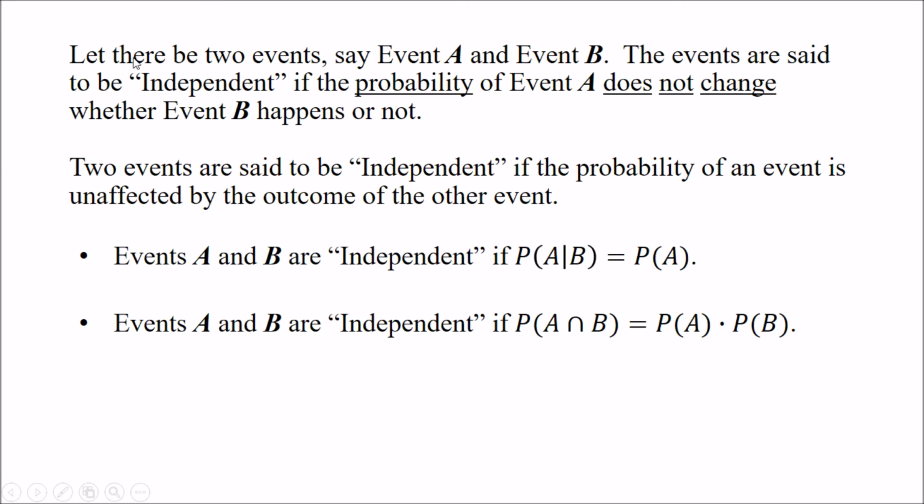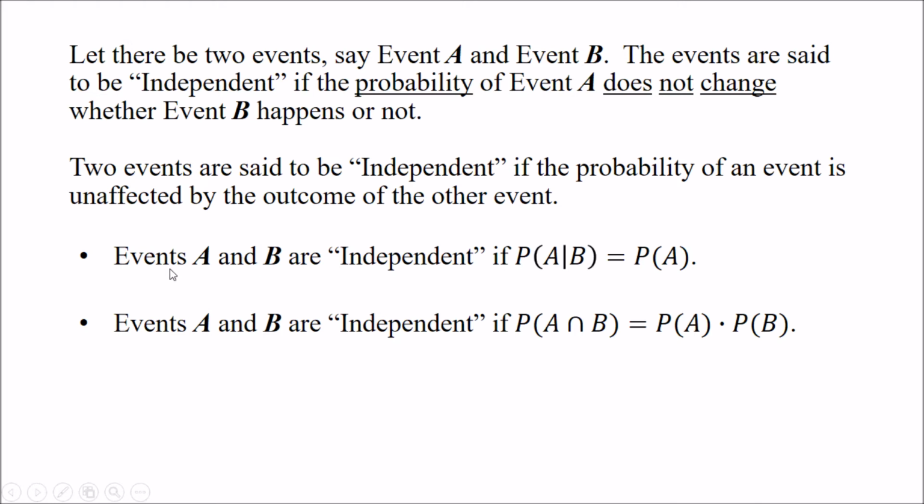Next, we're going to talk about independence, independent events, and tests for independence. Let there be two events, say event A and event B. The events are said to be independent if the probability of event A does not change whether event B happens or not, hence independent. Two events are said to be independent if the probability of an event is unaffected by the outcome of the other event. That's just another way of saying what we said the first time.